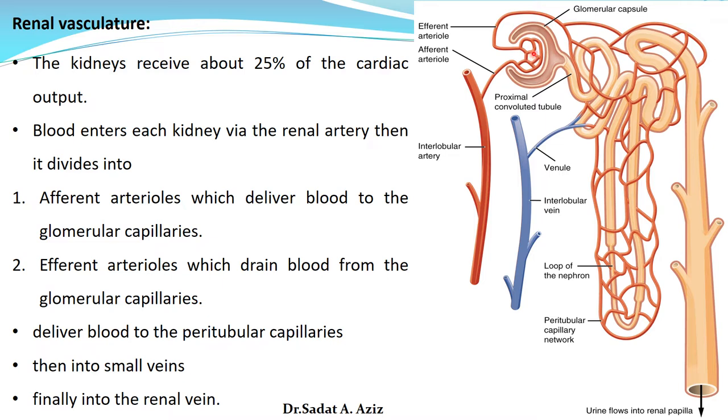Then what we have, as we said, is the afferent arteriole and the glomerular capillary. We have a network of capillaries within the Bowman's capsule, and this is the site where the process of filtration happens. Then they merge to form another vessel, which is called the efferent arteriole. The efferent arterioles drain the blood from the glomerular capillary.